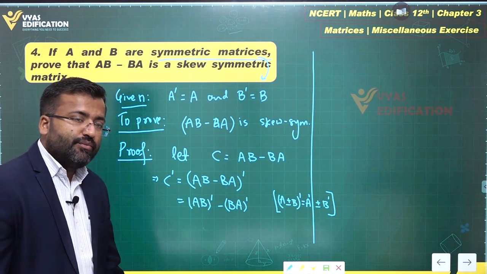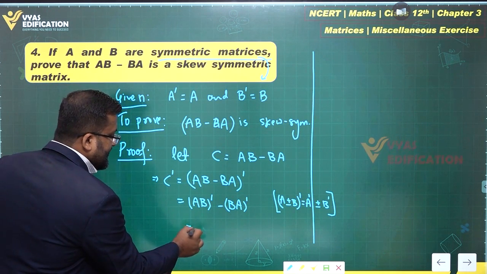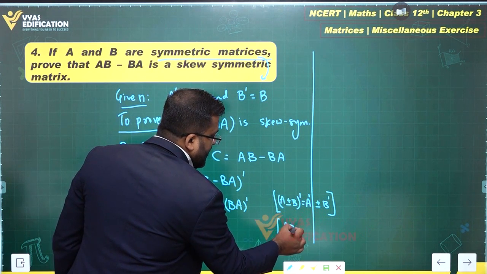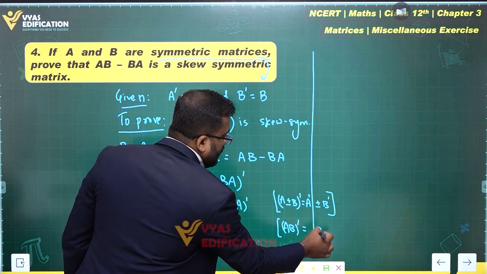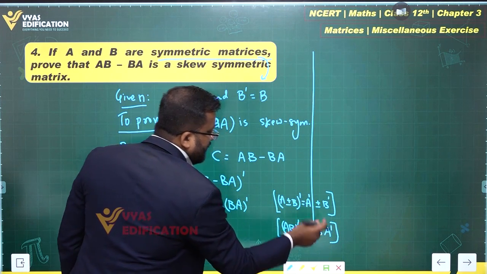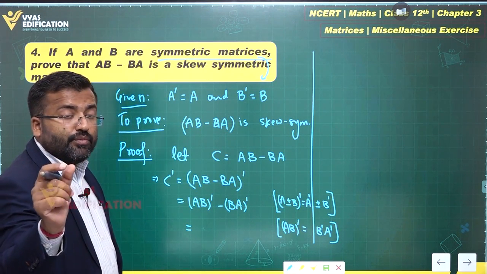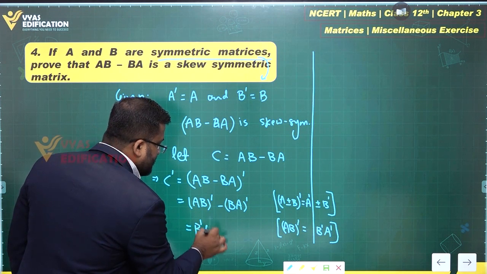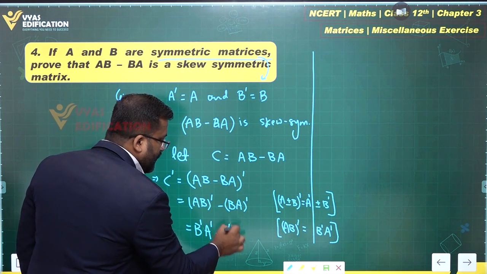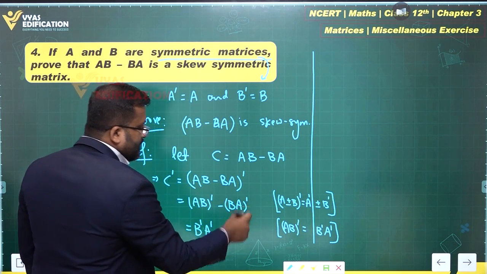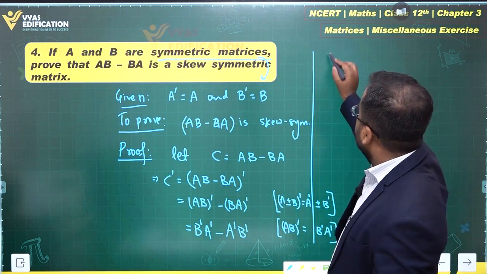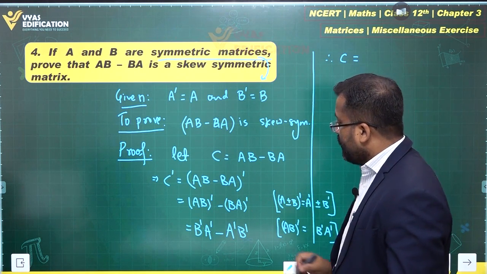That's a property of transpose. What else? This product can be simplified using once again (AB) whole transpose is equal to B transpose A transpose. That's a property of transpose for multiplication of matrices. So this is equal to B transpose A transpose, minus this is equal to A transpose B transpose in the reverse order, right? So therefore C will become equal to what?